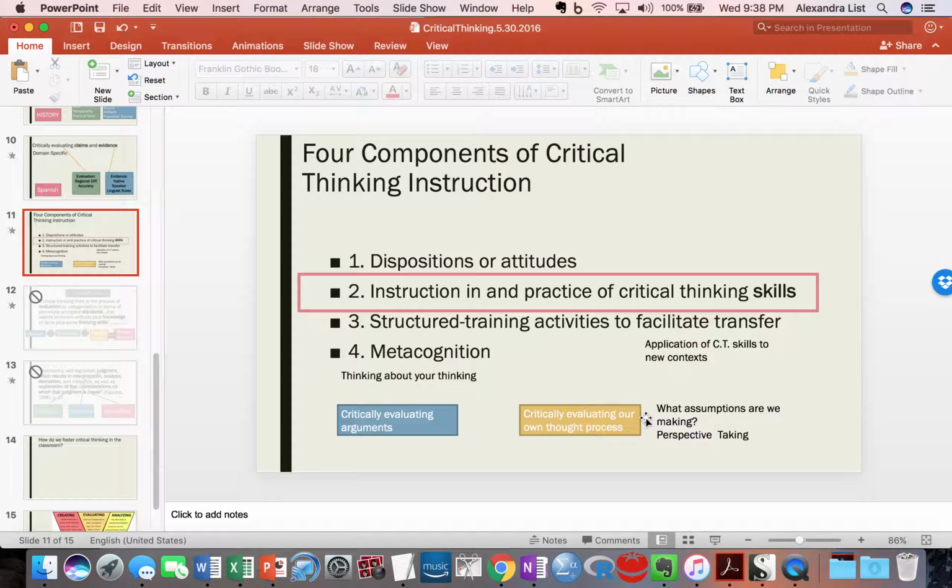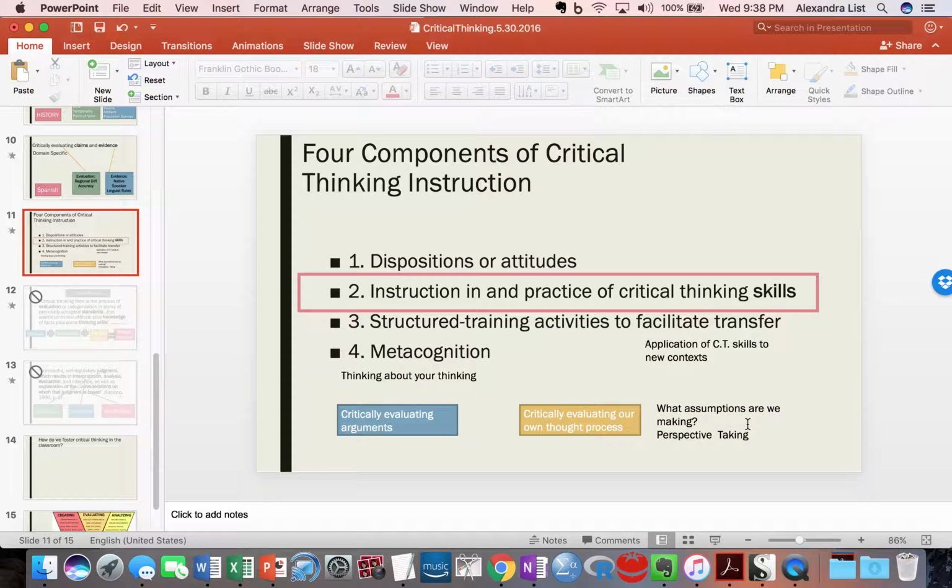Because if I'm really being a critical thinker, I'm not just questioning the evidence in front of me, I'm also questioning my own thought process. So what assumptions am I making? Am I inferring something that I shouldn't? Am I assuming that this evidence supports a claim that it shouldn't? Am I logical in how I'm laying out the evidence supporting my claim? Am I overgeneralizing the claim that I'm making, thinking about inductive reasoning?